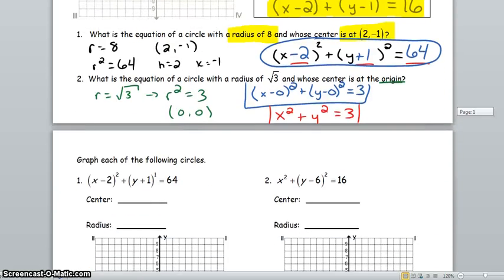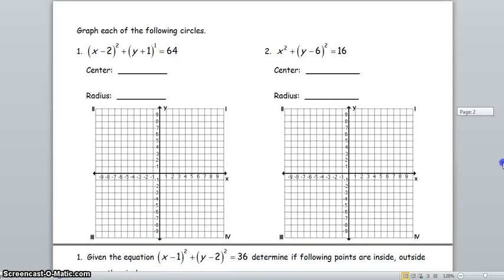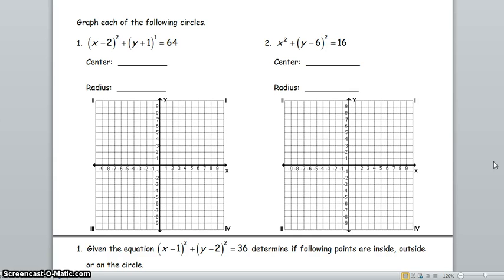All right, the next thing that we're going to be asked to do is to look at equations, pick out the information that we've been looking at, and then graph the circle. I'm not expecting perfection on this. Circles aren't the easiest things to graph. I just want to get a general sense and a general idea that you understand what's happening.